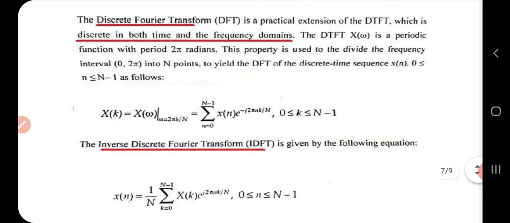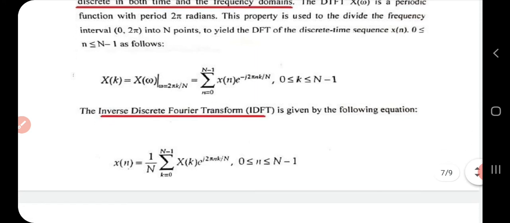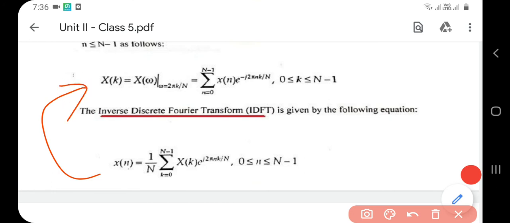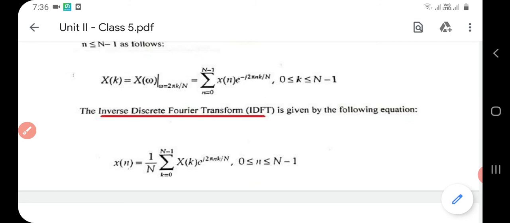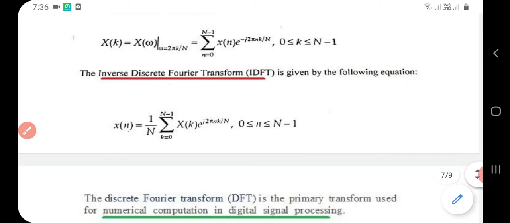So now the inverse DFT is given by x of n equal to 1 by N sigma k from 0 to N minus 1 of X of k e raised to j 2 pi n k by N, just the inverse of this particular one, which you already know, with n ranging from 0 to N minus 1. So if we have a discrete time sequence, by applying this DTFT we can divide the frequency interval of that discrete time sequence so as to get DFT.